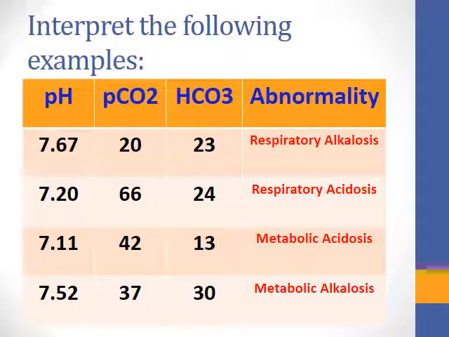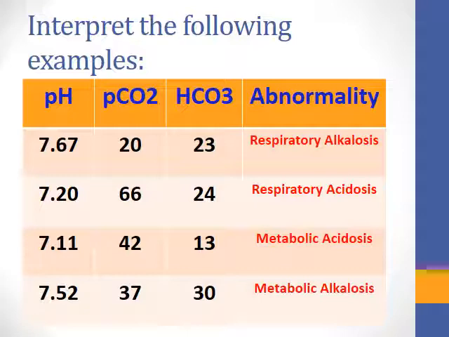That is higher than the normal PCO2 range. And then when we look at the HCO3, that is actually within normal limits, so we know what is causing the problem is our PCO2, which is our respiratory system, and we know that it's acidosis, so we have respiratory acidosis. The next one, 7.11, is that acidosis or is that alkalosis?